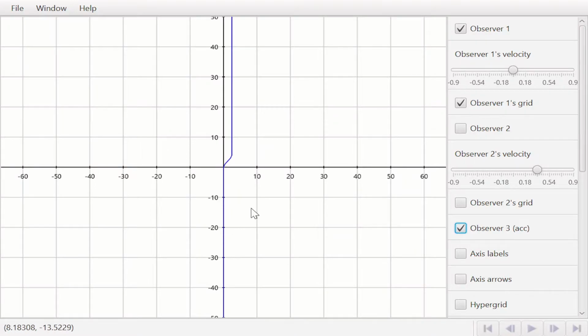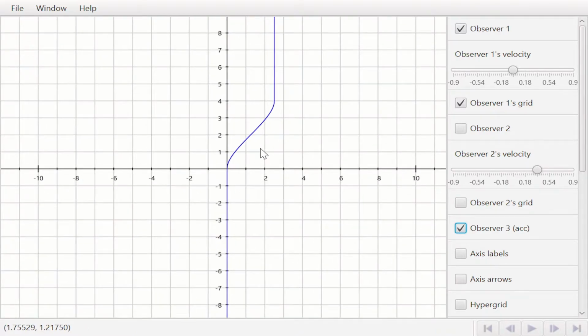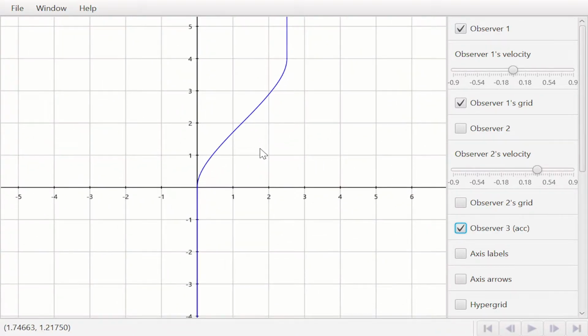I can set up an actual world line for a third observer that has some acceleration. Let's zoom in. So I set it up so the acceleration is 1g acceleration for 2 years. So right up to that point. And then minus 1g for 2 years, so up to that point. So there's the world line for that.